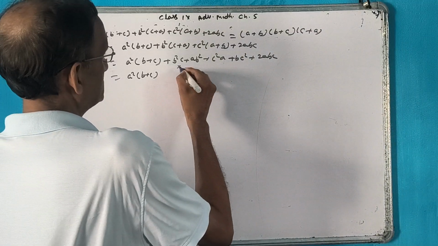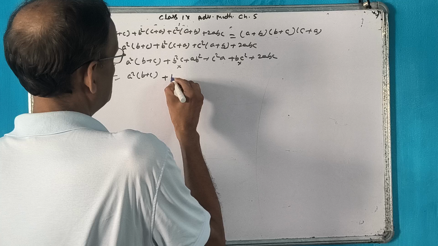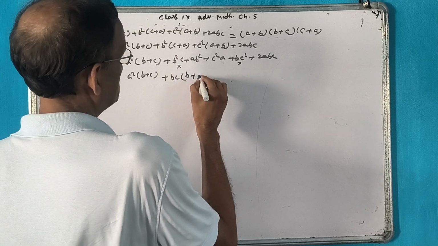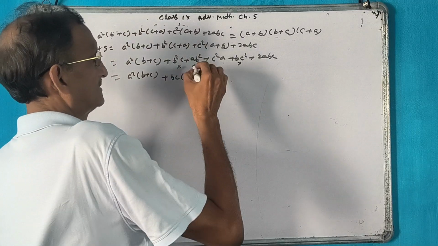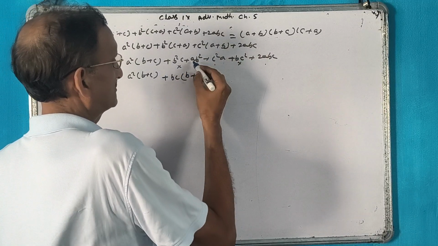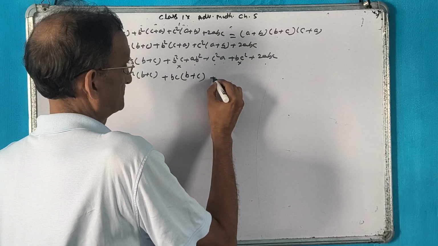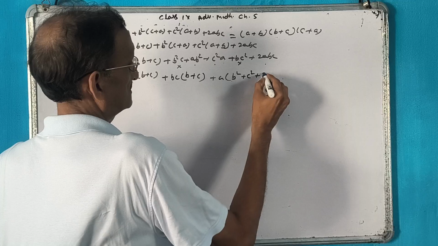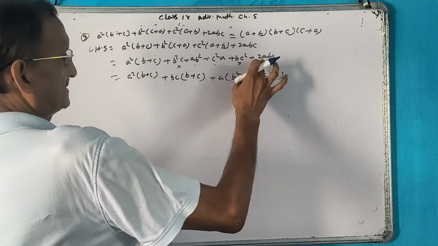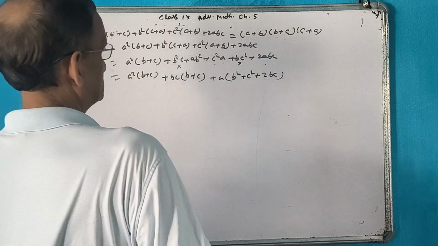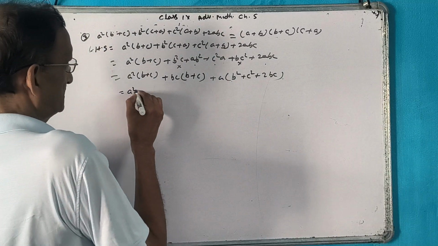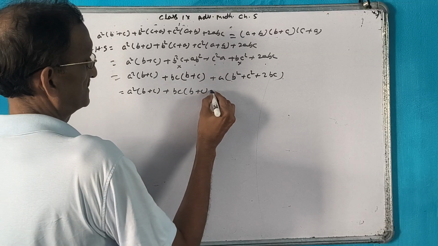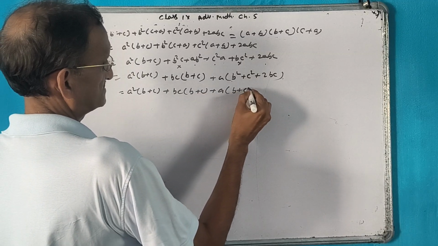First see these two. In these two what do you have common? Very clearly BC is common. From here BC out, what will we get? B. From here BC out, what will we get? C. Now we have three terms left, okay? In all three terms A is common. What will we get here? B square plus C square plus twice BC. So this is A square into B plus C, this is BC into B plus C, this is A into B plus C whole square.